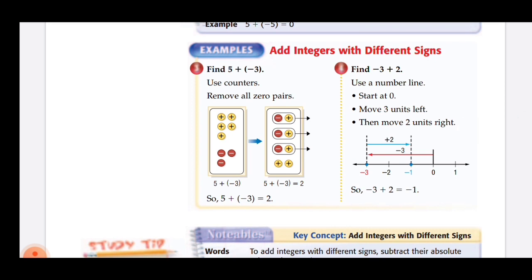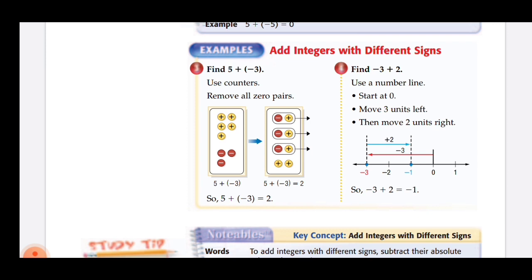Examples: add integers with different signs. 3. Find 5 plus -3. Use counters. Remove all zero pairs. 5 plus -3 equals 2. So 5 plus -3 equals 2.